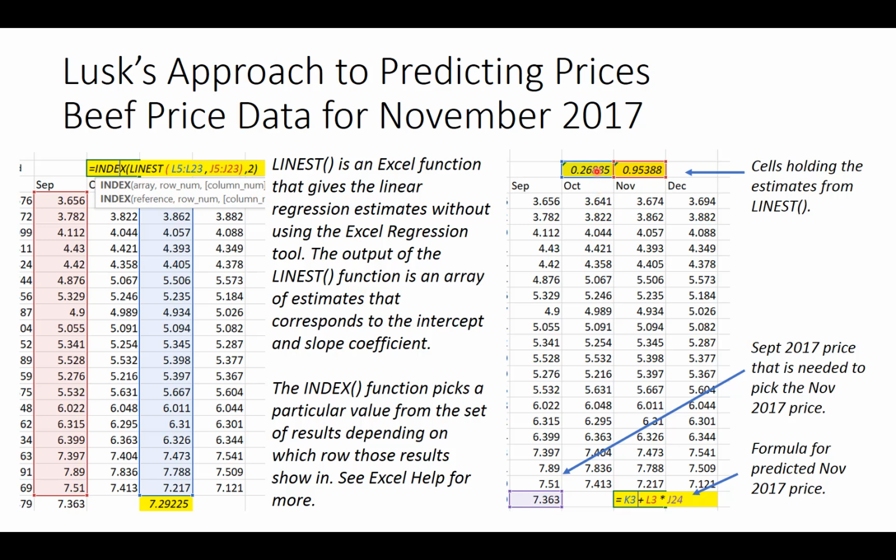And so when we open that spreadsheet, you'll see that he has an index LINEST function here and another one here. Okay, so these cells hold the results of his estimates. Okay, so the intercept, the slope coefficient. We have information on the September 2017 price right here in this cell, 7.363, and then right here we have the formula that's needed to predict the new November 2017 price. So K3 plus L3 times J24. So this is J24. So let's switch over to the spreadsheet again.